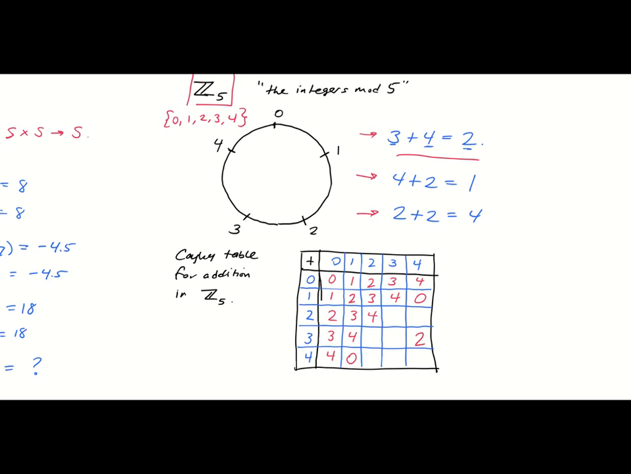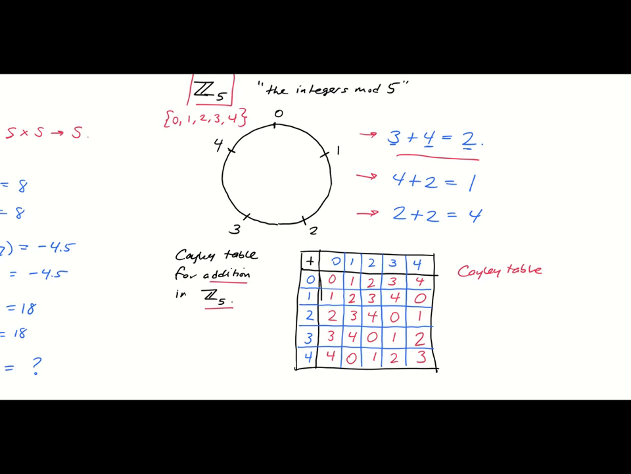3 plus 2 similarly is going to be, let's see, start at 3, count up 2, 1, 2, 3 plus 2 is 0. So we got that. 2 plus 3 is also 0. And I'm just going to go ahead and record the rest of these. These are all going to be 1. This makes kind of a nice pattern. 4 plus 3 is 2. 4 plus 4 is, well, let's just check it. 4 plus 4 is, start here, count up, 1, 2, 3, 4. 4 plus 4 is 3. All right, so there we go. So this is a Cayley table for Z mod 5 under addition.